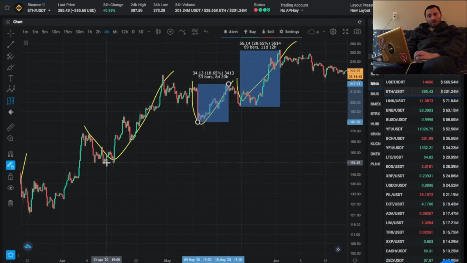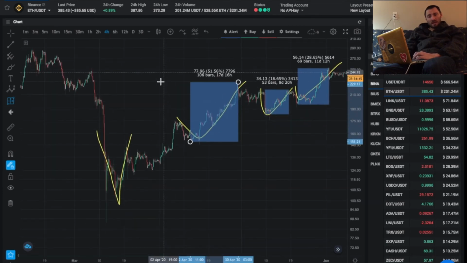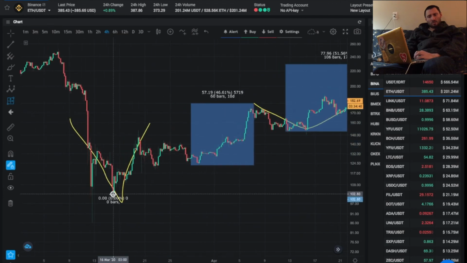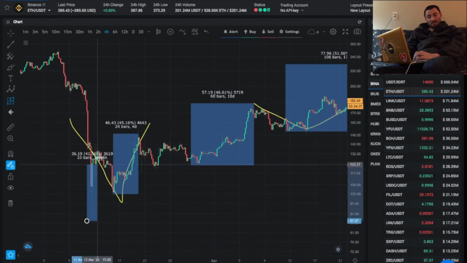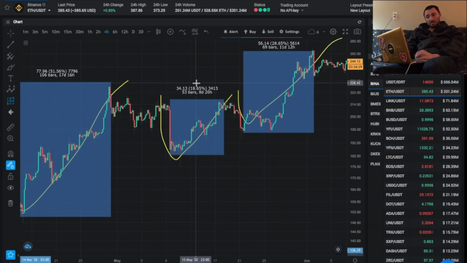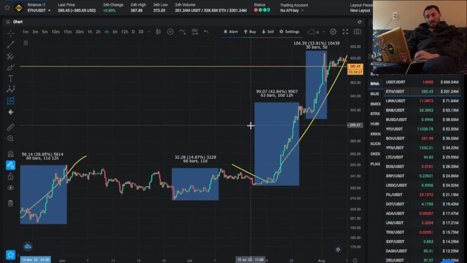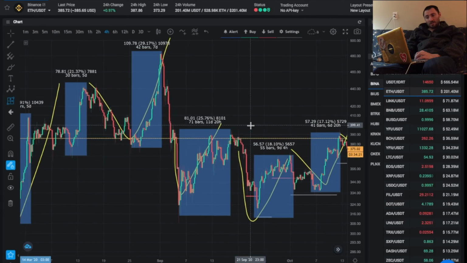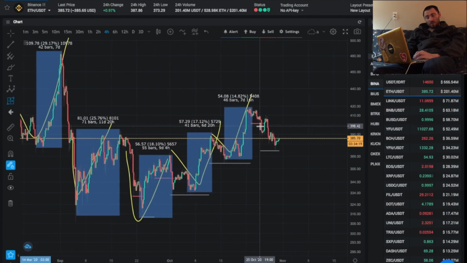And all of a sudden, we've taken something that seems like there's no volatility in Ethereum and Bitcoin anymore. Are you sure? Because its history has 56, 45, 46% bounce, 51% bounce, 18% bounce, 28% bounce, 14, 42, 33, 21, 29, 25, 18, 17, 14.